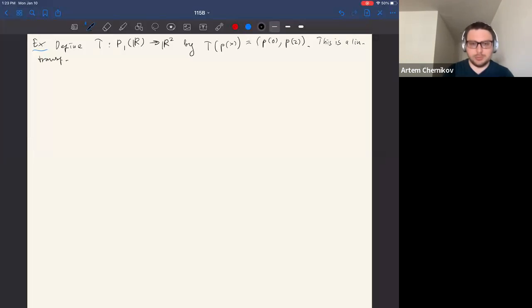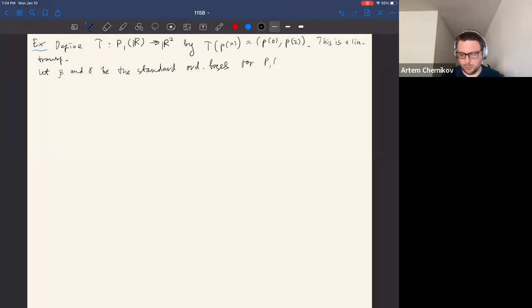I'm not going to do it, but I think you all know by now how to check such things. So this is a linear transformation. And let us take beta and gamma be the standard ordered bases for P1 of R and R square respectively. Then we can calculate the matrix representing T with respect to beta gamma. This is going to be 1, 0, 1, 2.